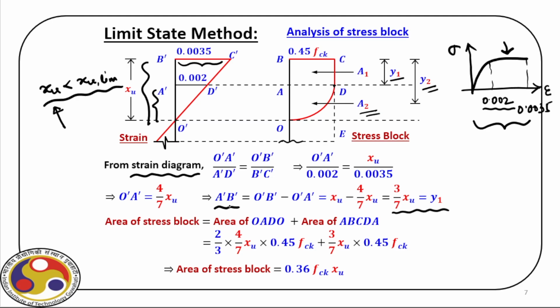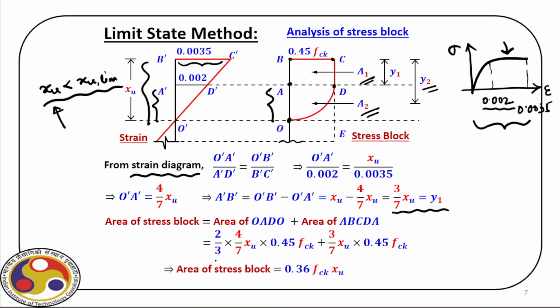So you get the first dimension, and then we can find out the area of the stress block, because once we know y1, we know this part as well, and then we can easily find out the area A2, area A1. So the area of the stress block is the area of OAD, this part, that is A2, plus the area of ABCD, that is the rectangular part, which is A1.